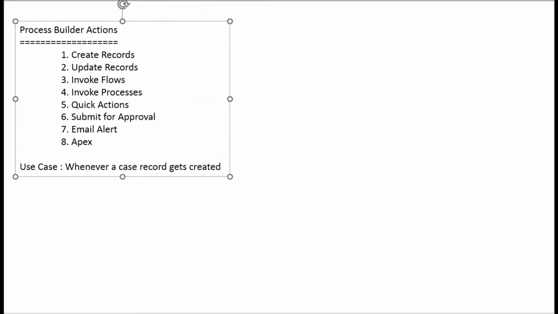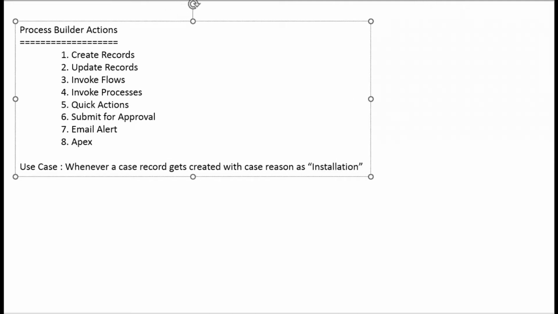Okay, let's see. I'm writing the use case. Whenever a case record gets created with the case reason as installation, next, a child case record needs to get created automatically.